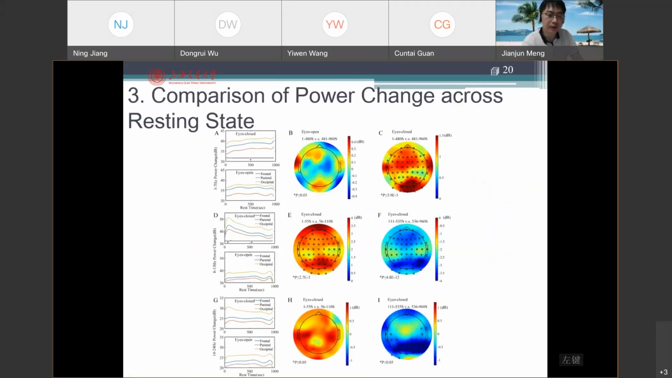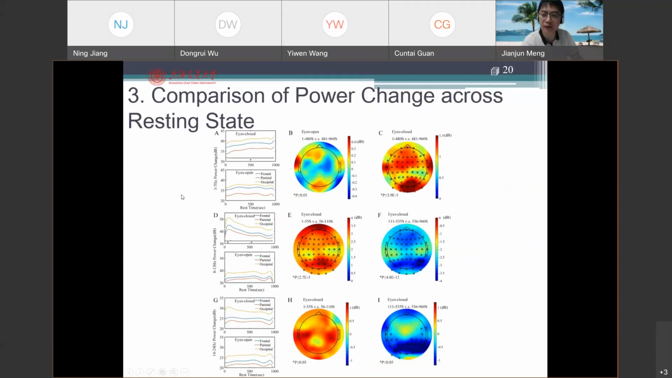So we also found an interesting phenomenon during the resting period. This slide shows the data in the 16 minute resting period. During the resting period, the subject basically didn't do anything except totally relax. So the band power changes of theta, alpha, and beta were analyzed separately, and the contrast of power change between two different periods is shown in these topographies separately.